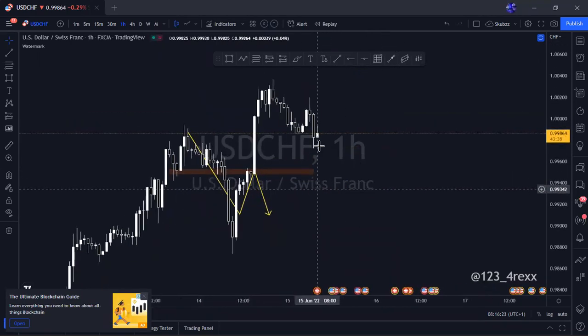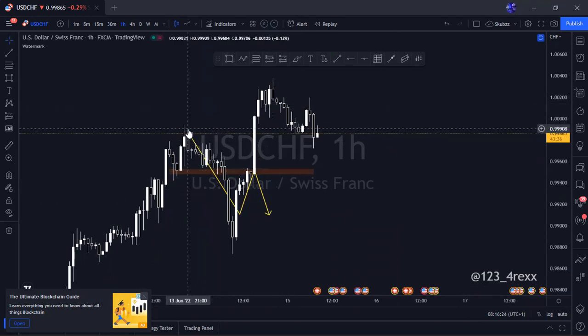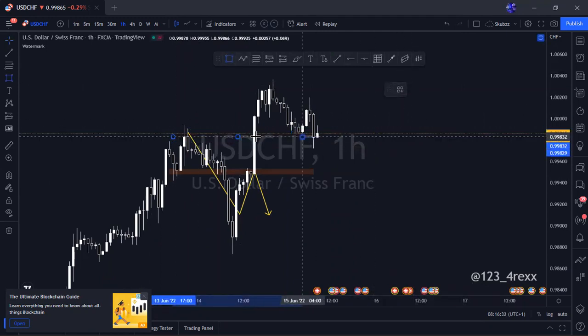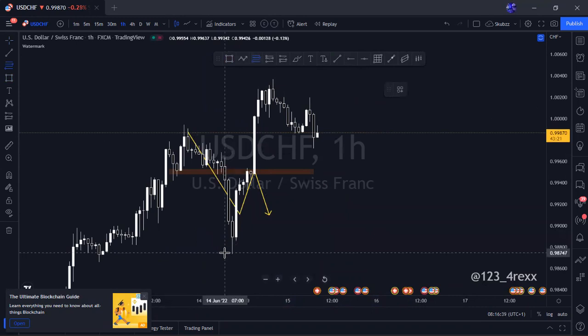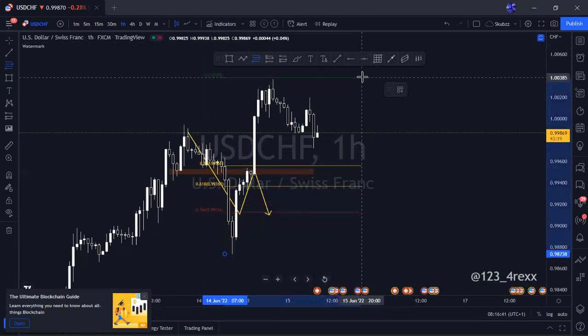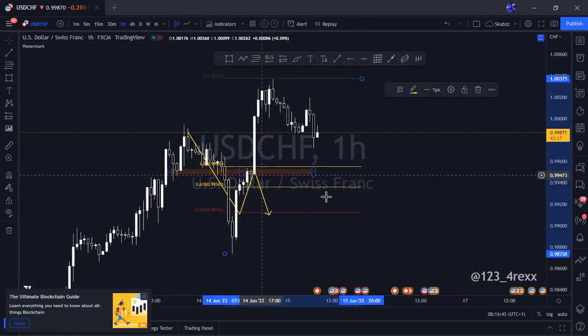So now we have a break to the upside. The place you can watch out for now is this high here that was broken to the upside. Price actually reacted from there, but price is still pushing deeper. Let me see where the golden ratio is from this whole move. Okay, the golden ratio is another point that was broken to the upside.